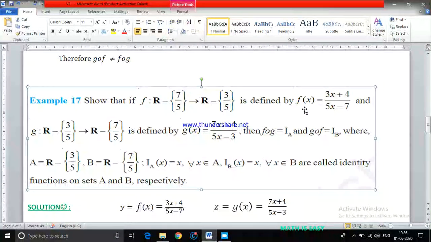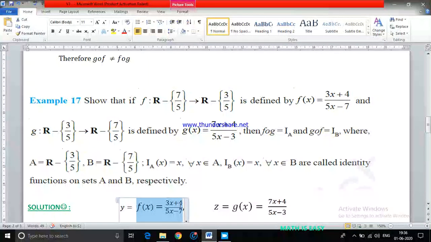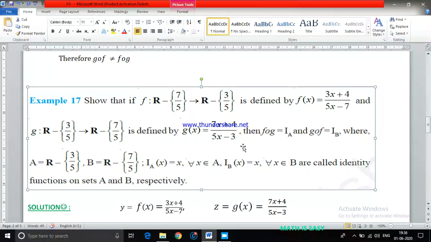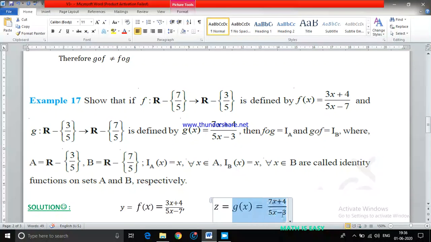So here f of x is given as 3x plus 4 upon 5x minus 7. So this is the given function. What I do is, to avoid the confusion, I'll take this f of x as y. Y equals f of x equals 3x plus 4 upon 5x minus 7. And g of x, here it is given, g of x equals this one. So this is the given value of g of x. That I call z. Z equals g of x equals this one.